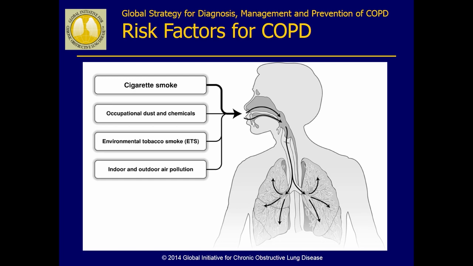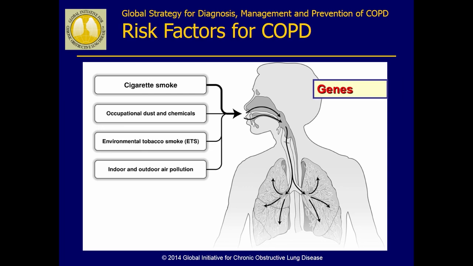This slide shows the risk factors for COPD. Traditionally, we think of COPD risk factors as being inhaled, mainly cigarette smoke in the developed world. Other exposures that may be important for COPD include occupational exposures to dust and chemicals, environmental tobacco smoke exposure, and indoor and outdoor air pollution.